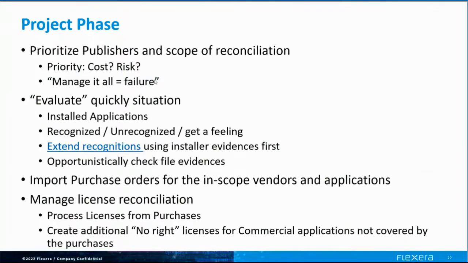You will prioritize, and once you have the publisher you start with, you will start with, I would say, an inventory step, which is to evaluate the situation quickly. Again, there are more details in the document, but basically you need to understand which are the installed applications for this vendor. Eventually, filter on the commercial installed applications, of course.